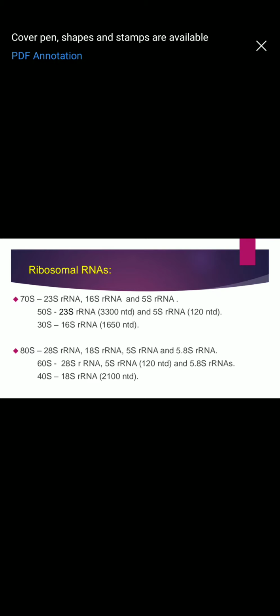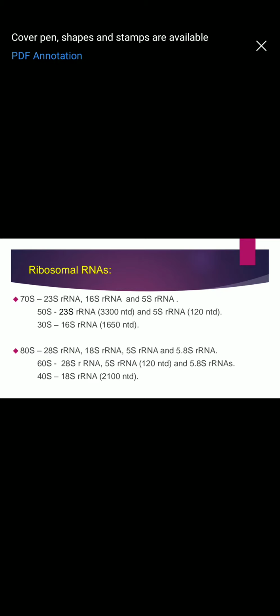And in eukaryotes, we have four ribosomal RNAs: 28S ribosomal RNA, 18S ribosomal RNA, 5S ribosomal RNA, and 5.8S ribosomal RNA. The larger subunit of the 80S ribosome is composed of three RNAs: 28S, 5S, and 5.8S ribosomal RNA. The 28S, 5S, and 5.8S constitute the 60S, the larger subunit of the eukaryotic cell.